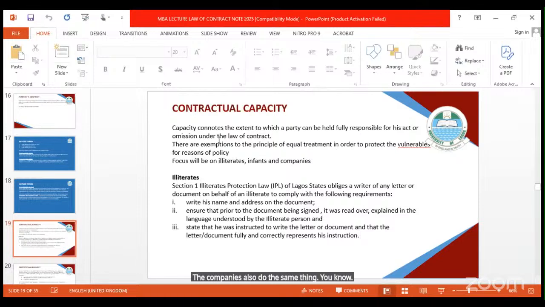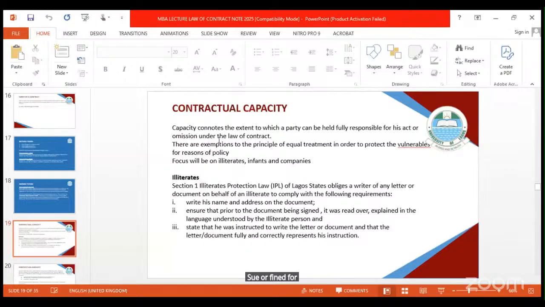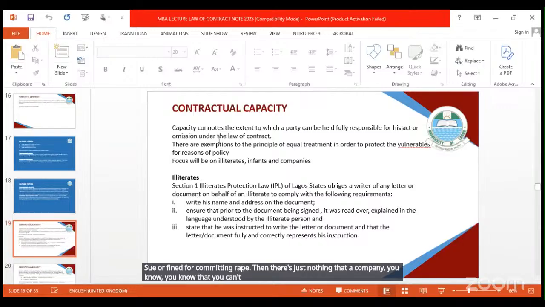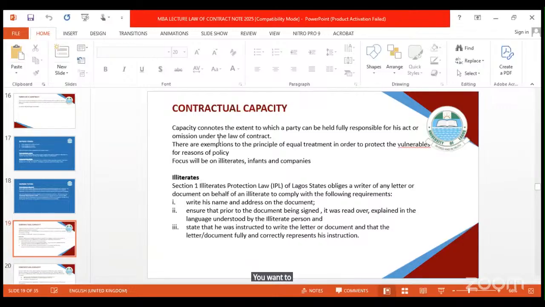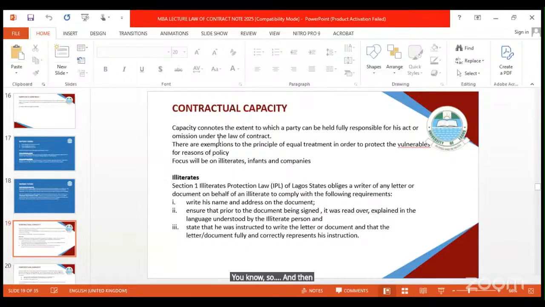If you want to buy, you can hire, you can employ, you can even, recently, sue companies for committing rape. If a company can be sued or fined for committing rape, then there's nothing that you can think of that a company cannot do. You want to promote corruption, or steal money? Companies are stealing money every day, left and right. And when I say person, it's both natural persons and artificial beings, registered companies, for instance.